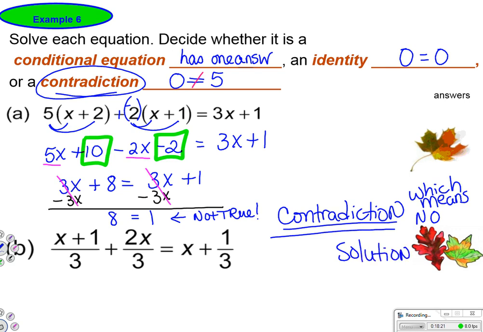When you hit that contradiction, really what it's telling you is that this equation they started us out with was bogus. This is not equal. The left side can never be equal to the right side. I can try as hard as I want to find an x value to plug into this thing, and it's never going to work out. So that's a contradiction. It means no solution.